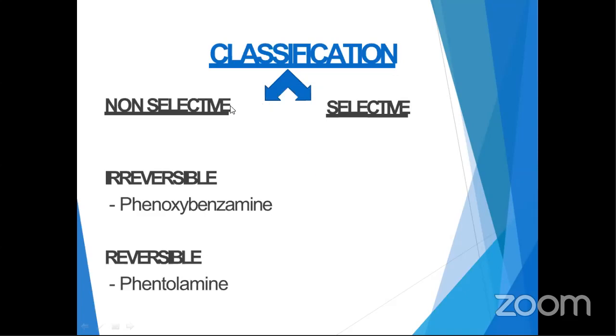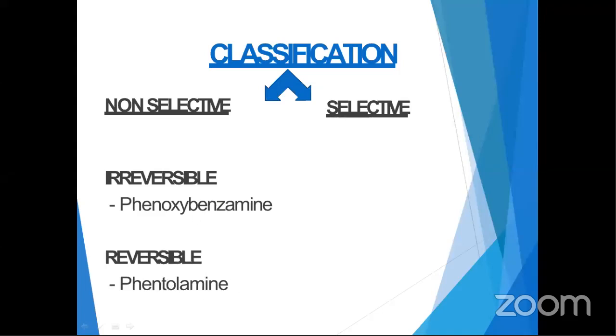So how have we classified? We have classified into two types, basically non-selective and selective. Non-selective means it's going to block both alpha 1 as well as alpha 2. Selective means it's going to block either alpha 1 or alpha 2, not both at the same time. Under the non-selective one, you have irreversible and reversible. Irreversible, you have phenoxybenzamine. Reversible, you have phentolamine.